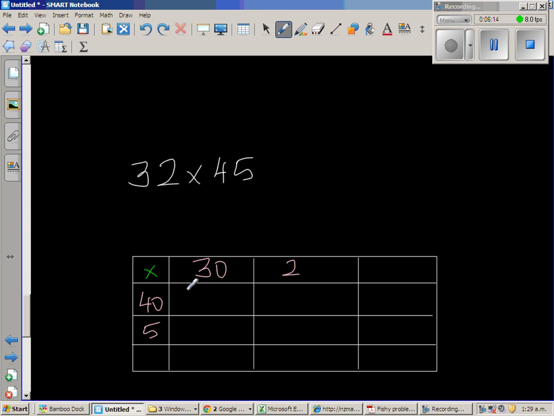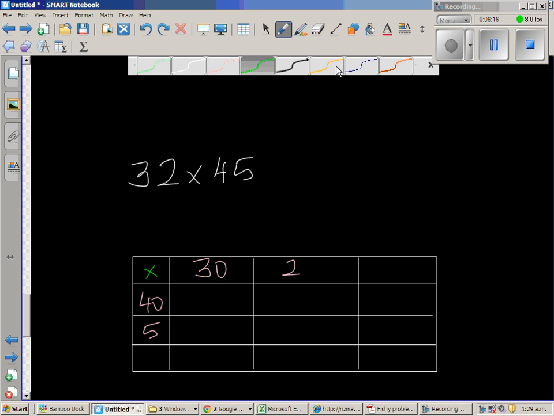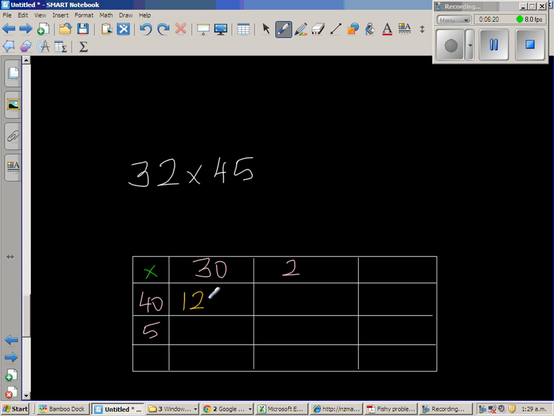Let me change color. So 40 times 30: 4 times 3 is 12, and then you have to put two zeros, so this is 1200. 40 times 2 is 80. So this is 1280. 30 times 5 is 15, so you've got 150. And 5 times 2 is 10. So this is 160.